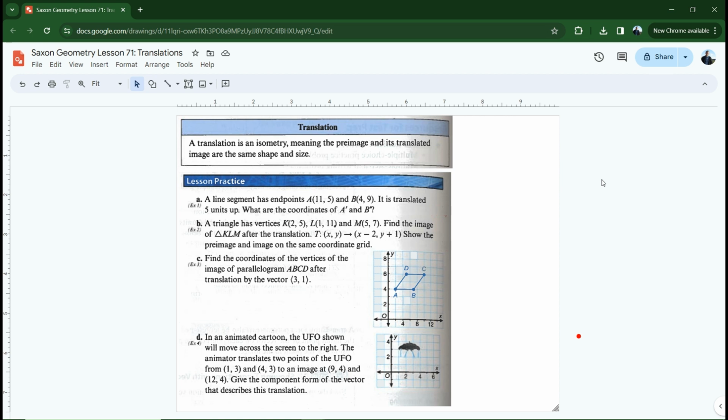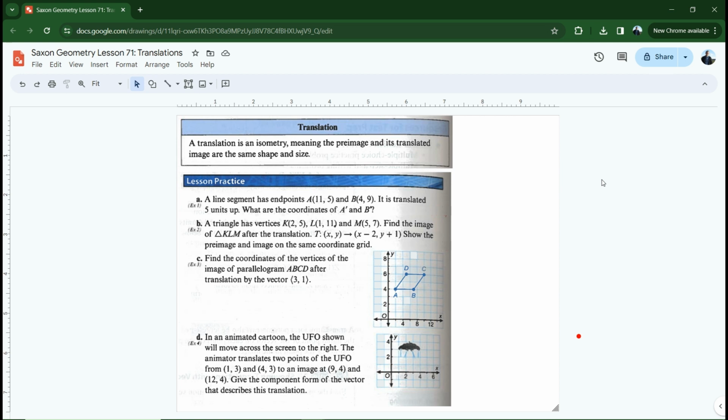A translation is known as an isometry, which means that we move something around without changing its shape and size, okay? And in this particular isometry, we're going to slide an image from one place to another without rotating it. And when I slide it, I should be able to slide it back and, without spinning it around, make it line back up with its original image. That's what a translation is. Let's get started looking at some examples of this.